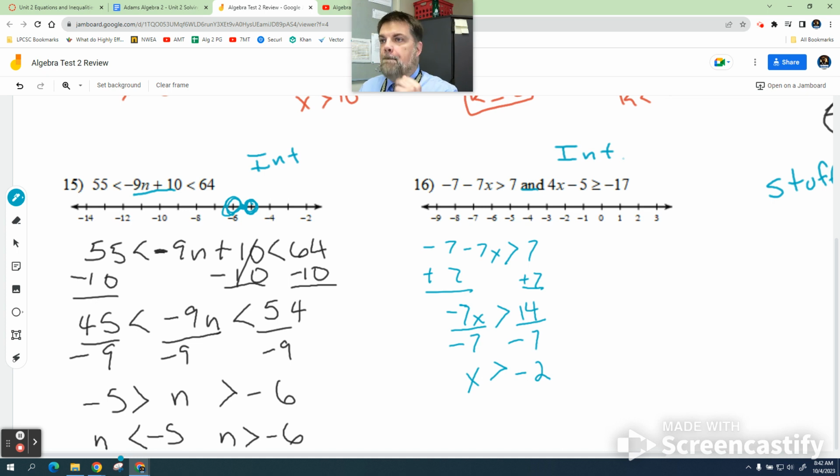Now I'm going to, yeah. You divided by a negative. You are absolutely right. I was just informed by a very intelligent student that when I divide by a negative, I have to flip the inequality symbol. Okay?